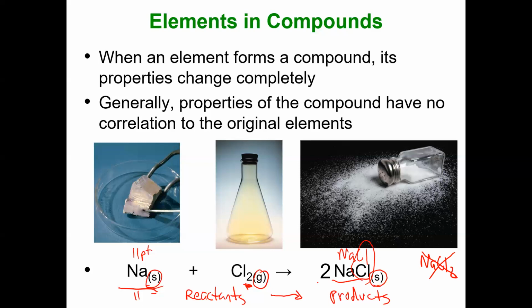But now that I put a 2 in front, I also have 2 sodiums. So what do I need to do to balance it on the reactant side? I have to put a 2 in front of the sodium on the reactant side. So now both sides have 2 sodiums and 2 chlorines atoms.